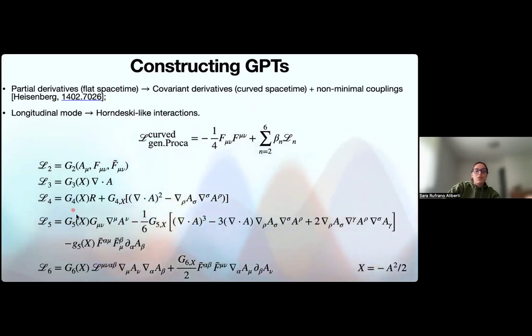And so, this is the general Lagrangian. As you might see, there are interaction couplings.